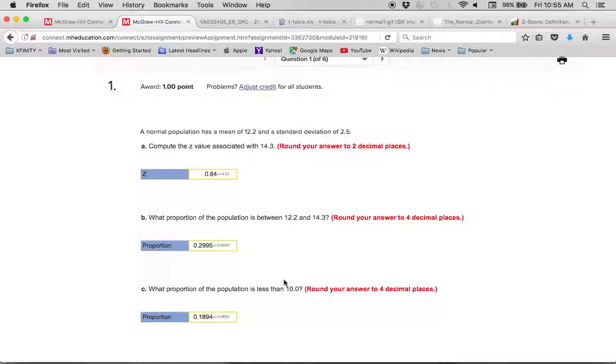Now, here we need to go to our z table, our z chart, all right? And this chart is going to tell us how much of the population you are above, or how much you are above the mean by, right? How much of the population lies between you and the mean. Now let's see if we can figure this out.